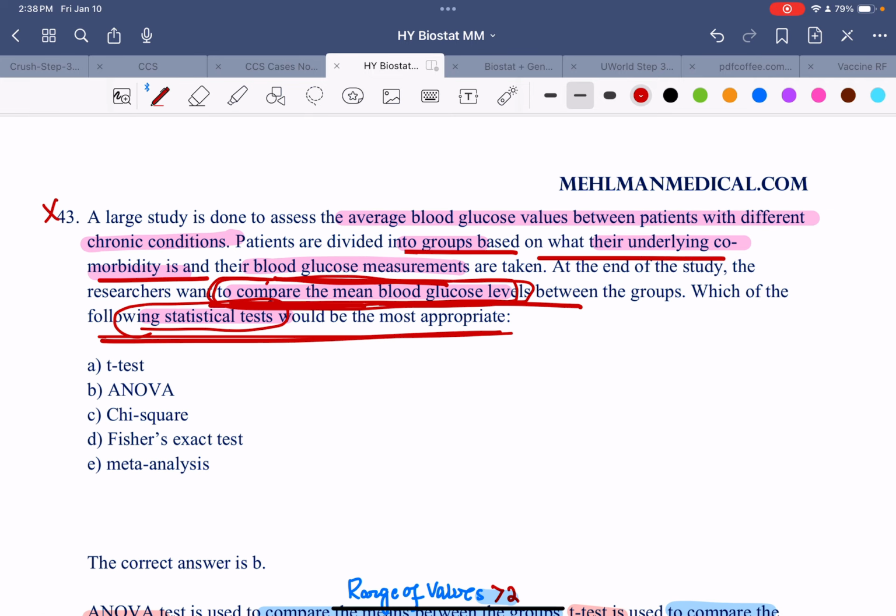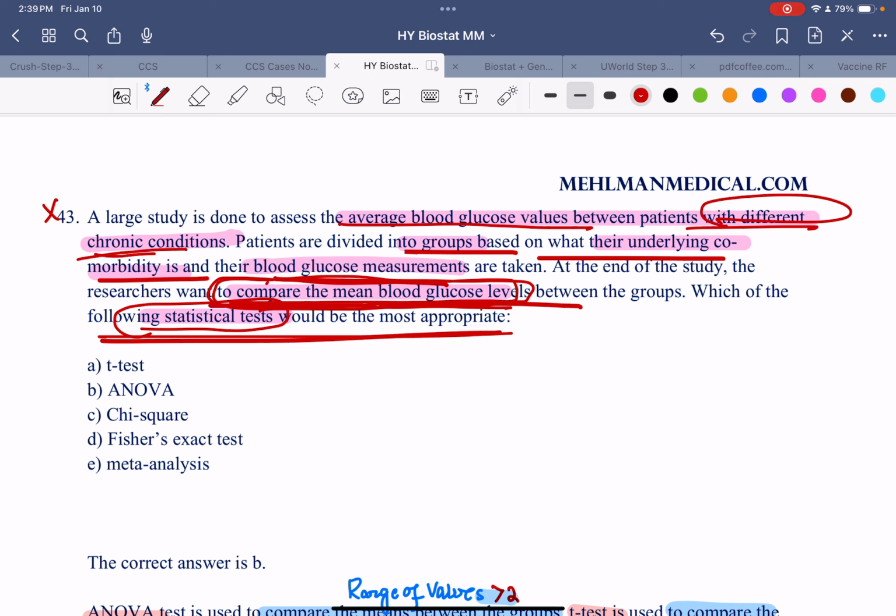A large study is done to assess the average blood glucose values between patients with different chronic conditions, and the groups are basically based on their underlying comorbidity, and the blood sugar measurements are taken. Now, what we want to do, that's the key word over here, is compare the mean blood glucose levels. And how many conditions are there?